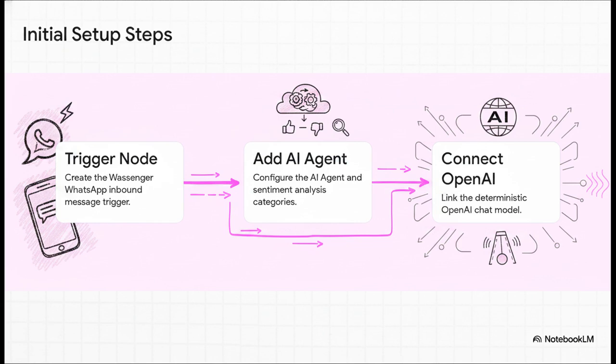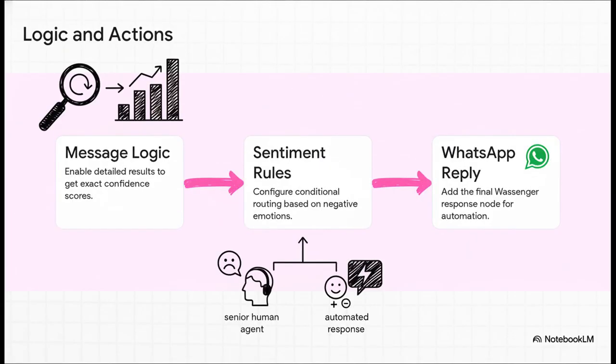This is where you get to define your target categories, so things like positive, neutral, negative, or even custom ones like excited or disappointed. Then, Step 3 is connecting the OpenAI chat model itself. And hey, here's a pro tip for you. Choose a model like GPT-4o Mini and make sure to set its temperature to exactly 0. Doing this ensures deterministic, highly consistent results every single time it analyzes a message. No random guessing.